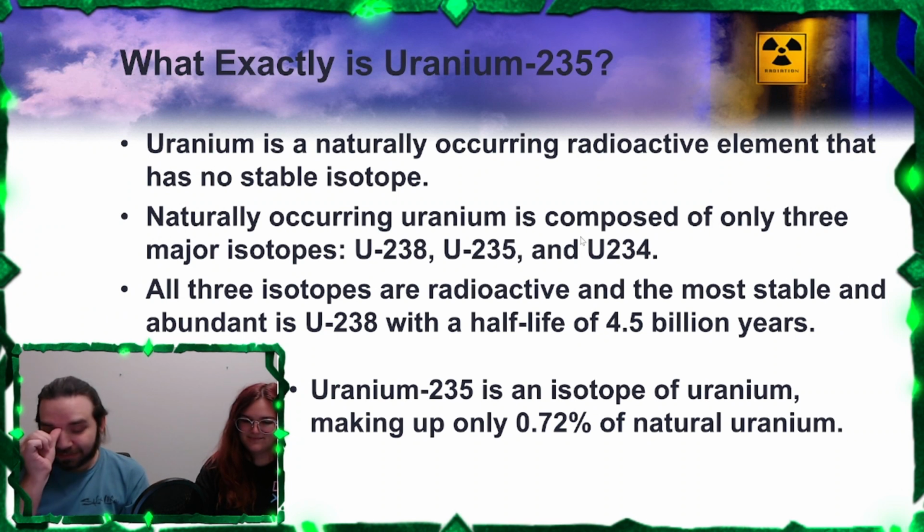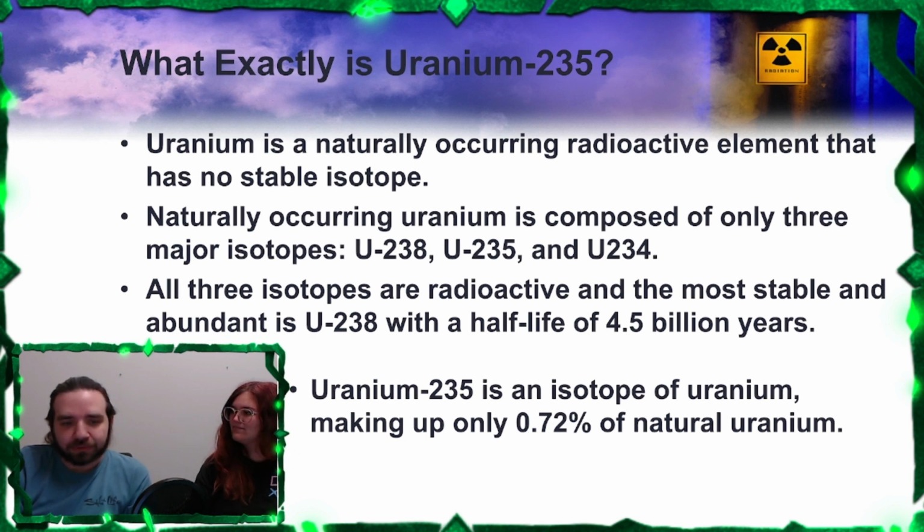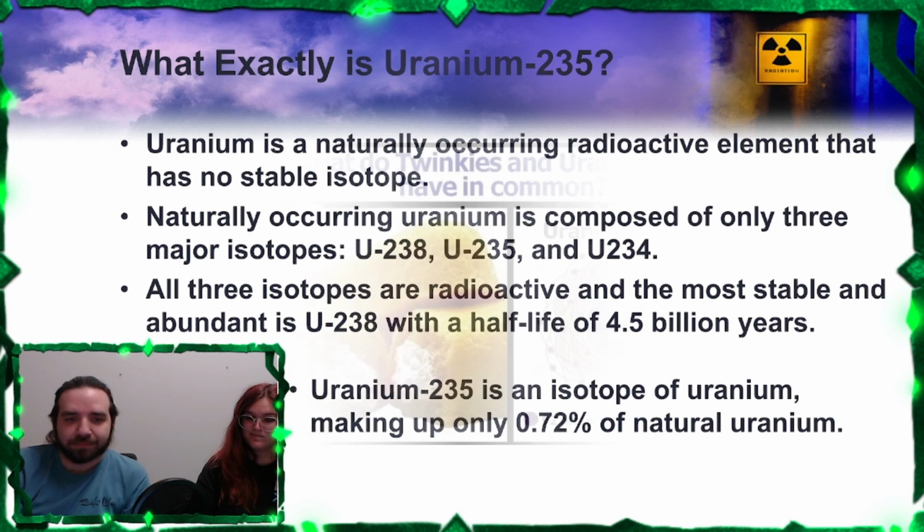So, what exactly is uranium 235? Uranium is a naturally occurring radioactive element that has no stable isotope. Naturally occurring uranium is composed of only three major isotopes: 238, 235, and 234. All three isotopes are radioactive, and the most stable and abundant is 238, which has a half life of 4.5 billion years. Uranium 235 is an isotope of uranium, making up only 0.72% of natural uranium.